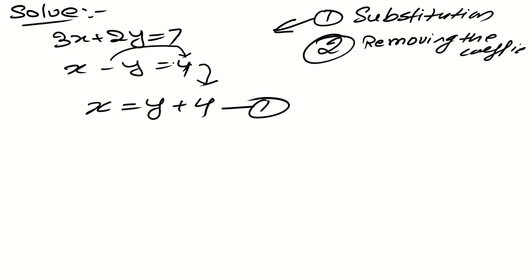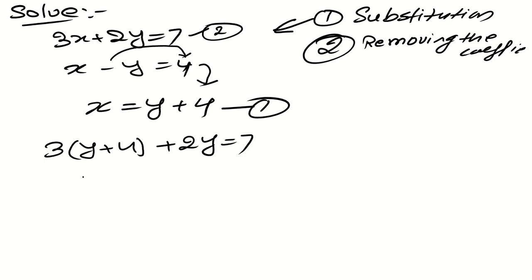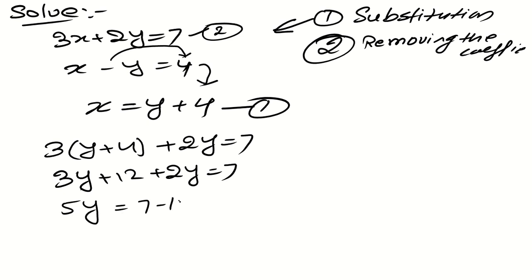Now this value of x I am going to put in the first equation. So it will be 3 times (y plus 4) plus 2y equal to 7. So 3y plus 12 plus 2y equal to 7. Now 3y plus 2y are like terms. So 5y equal to 7 minus 12. 7 minus 12 means minus 5. So y is equal to minus 1.